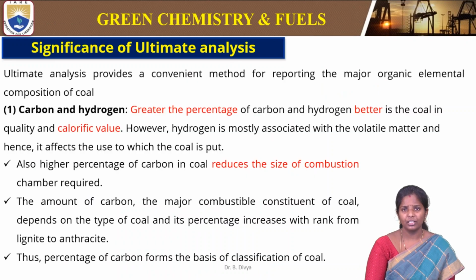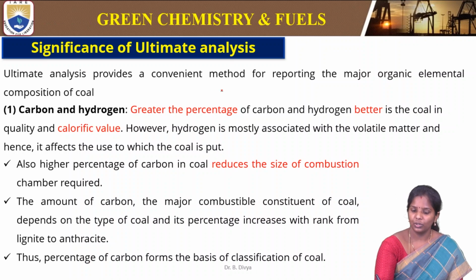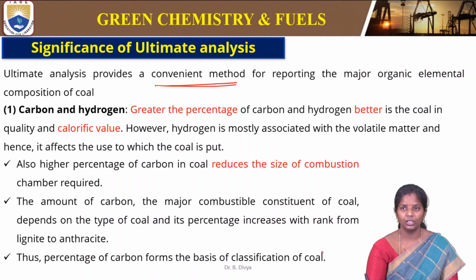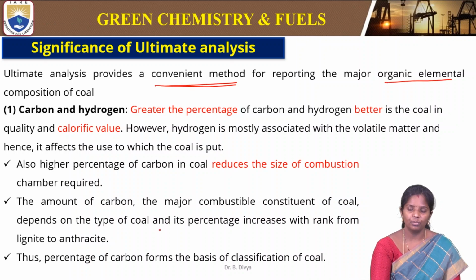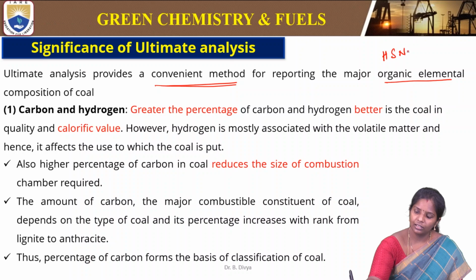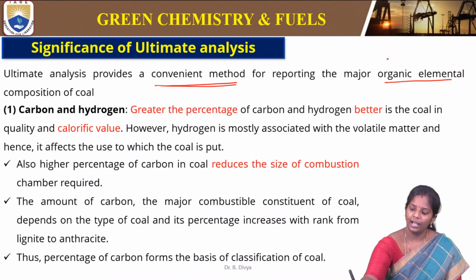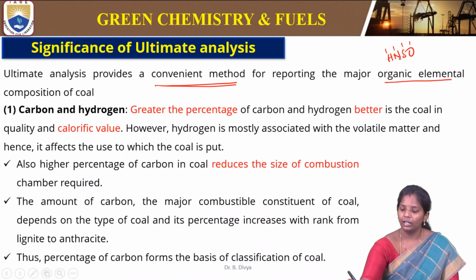So what is the significance of this ultimate analysis? Why do we really have to carry out ultimate analysis? This is a convenient method for reporting the major organic elemental composition of coal. The organic elemental composition is nothing but the HNSO, hydrogen, nitrogen, sulfur, oxygen content, and carbon content in coal. So whatever the coal is, we have to estimate the organic elemental composition, and for that this is a very convenient method which has been used since long ago.